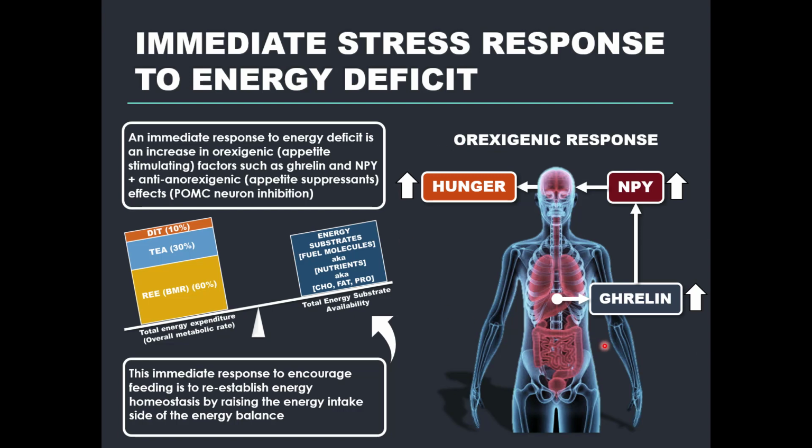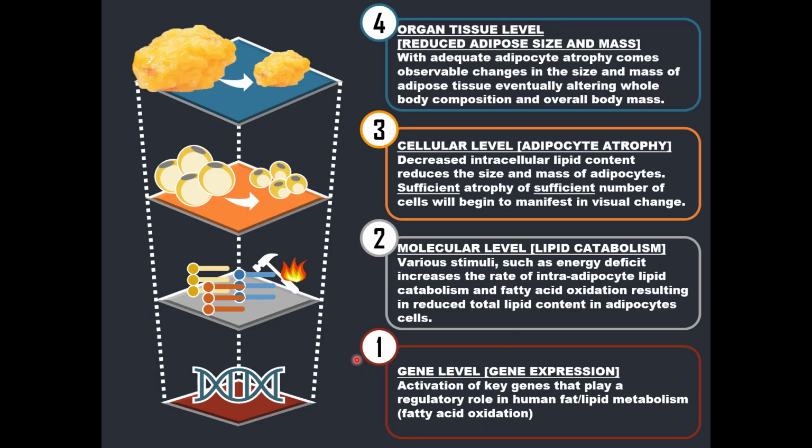I may also ask which side of the energy balance is the primary target for the immediate acute response to an energy deficit to reestablish energy homeostasis. It would be the right side, total energy intake or availability. More specifically, your body will try to encourage you to increase the right side, increase energy intake to rebalance this scale.